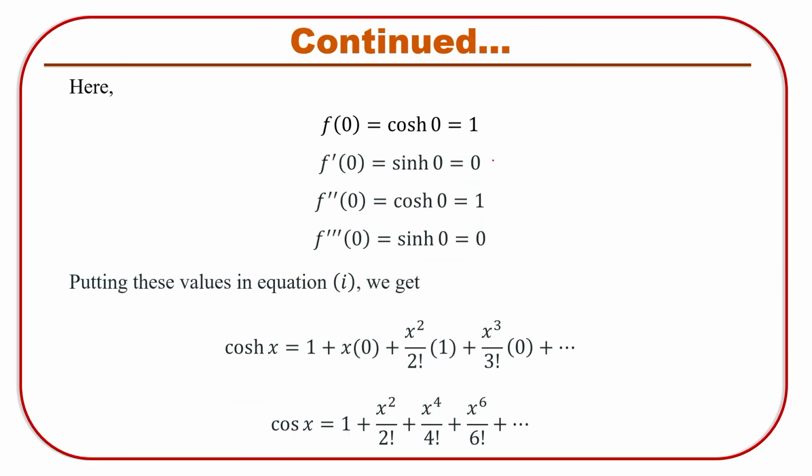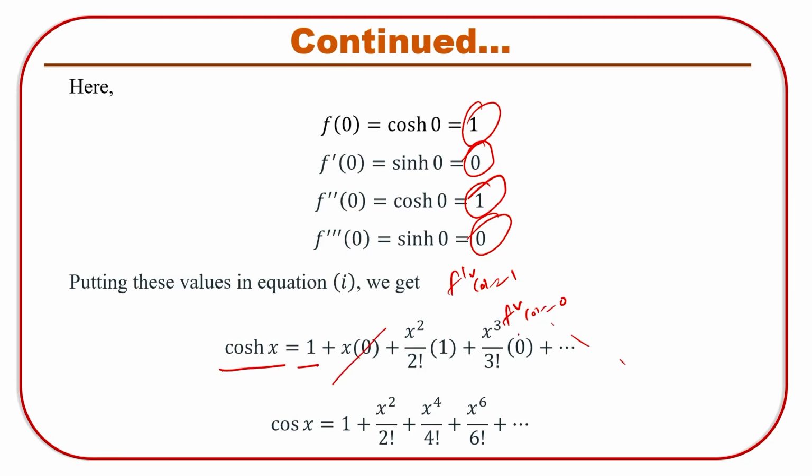You will find f of 0 is equal to 1, then f dash 0 equal to 0, then f double dash 0 equal to 1, f triple dash 0 is equal to 0, f fourth of 0 is equal to 1, f fifth of 0 equal to 0 and so on. So, it is alternate. So, cos hyperbolic of x becomes 1, then the odd position terms are going to be 0 and it is written only with the even position terms. So, this will become cos hyperbolic x equal to 1 plus x square by factorial 2 plus x 4 by factorial 4 plus x 6 by factorial 6.